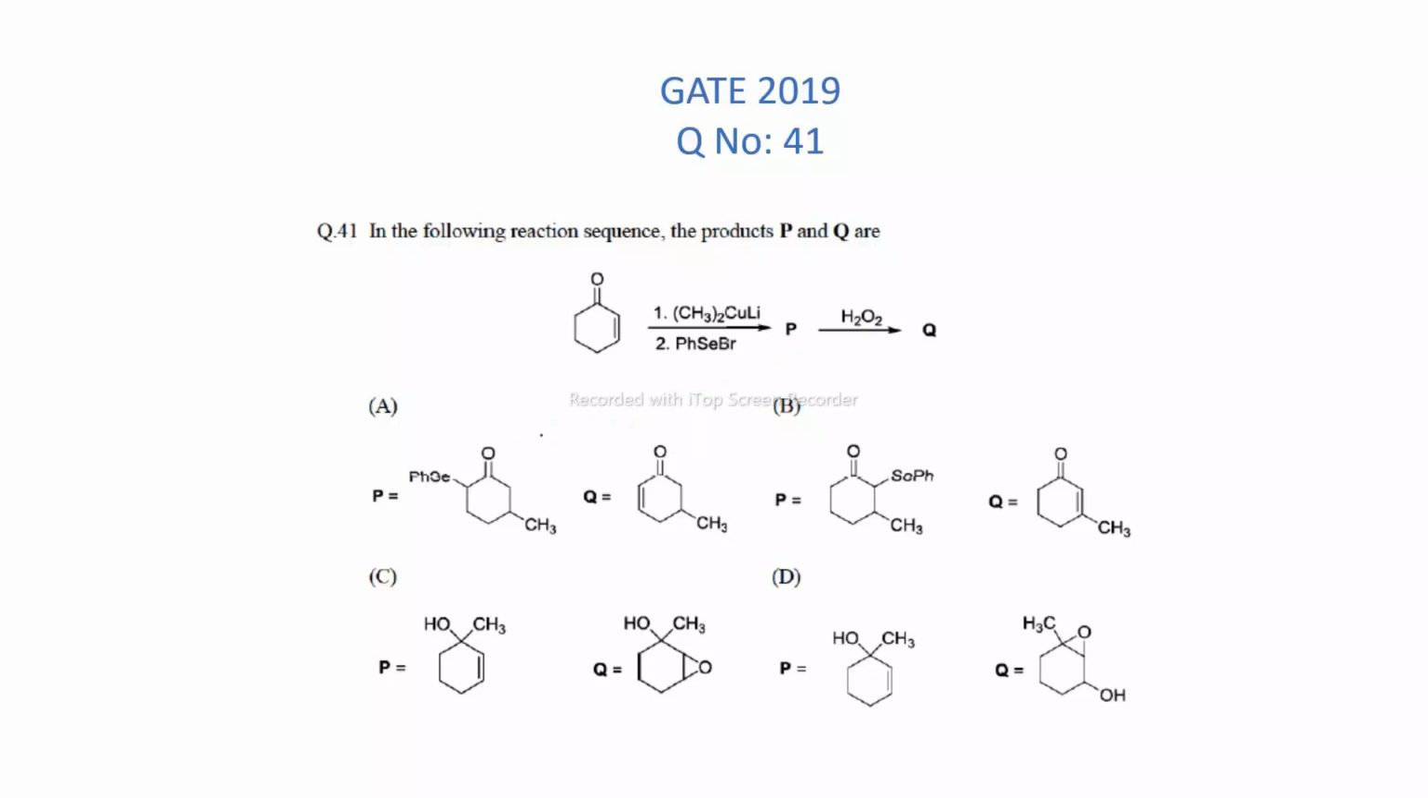The first option is basically where the selenium is attacking from the opposite face with respect to option B, and option C is basically where the methyl copper reagent is attacking from the same side, I mean from the keto position. So we have to find out which option is correct.